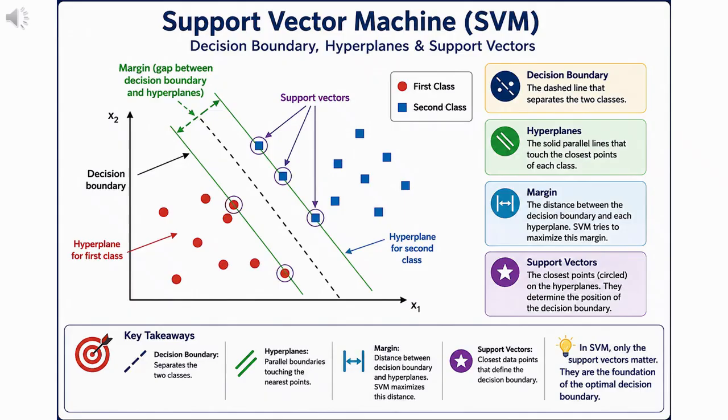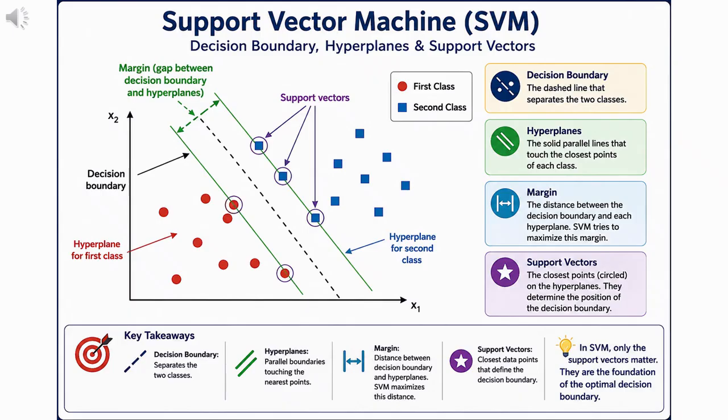Let's understand how a support vector machine, or SVM, separates two classes. In this diagram, the red circles represent the first class, while the blue squares represent the second class. The dashed line in the center is called the decision boundary. This is the line that the SVM uses to classify new data points. The two solid parallel lines are called hyperplanes. One hyperplane touches the closest red points, and the other touches the closest blue points. The distance between the decision boundary and each hyperplane is called the margin.